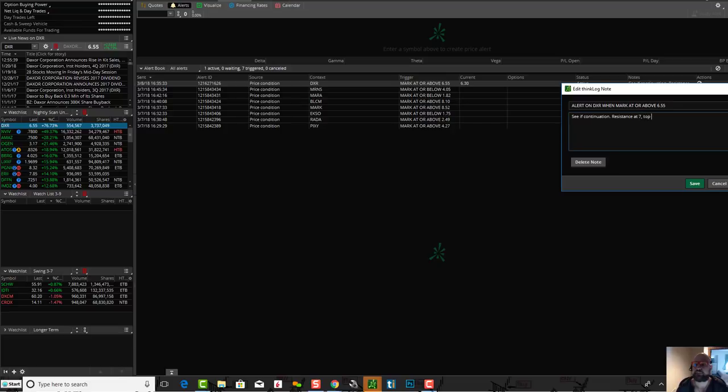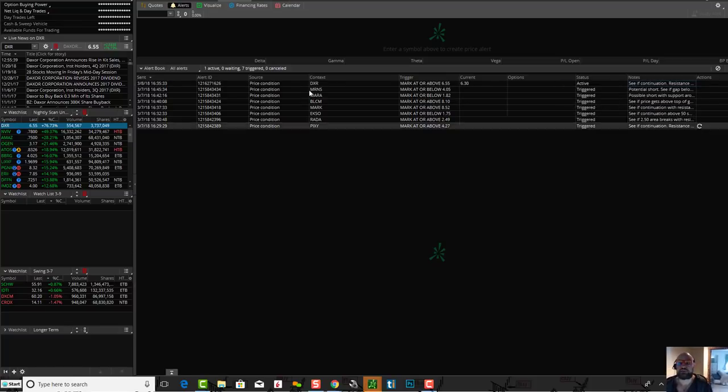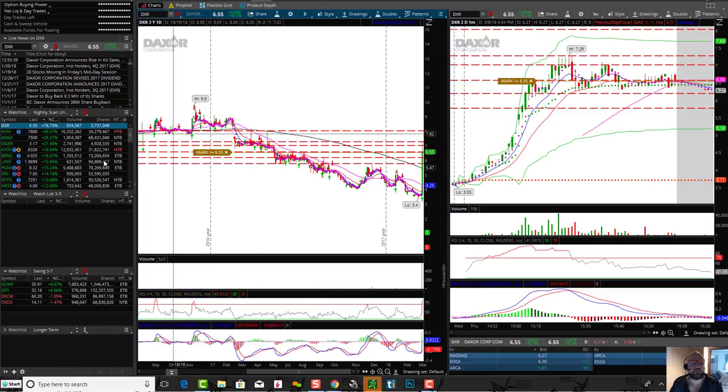Resistance at 7, top of wick, then 7.50 and 8. So got to be careful at the top of that wick and then see if it continues upwards from there. And then, you know, see top of the wick. So up 6.55, $7, 7.29 right up here, and then $8. DXR.